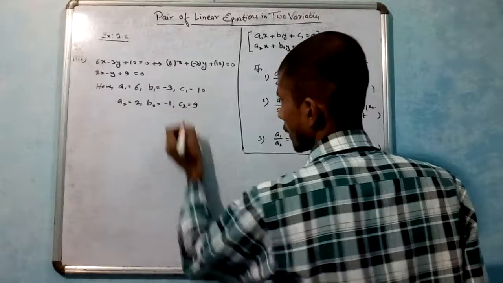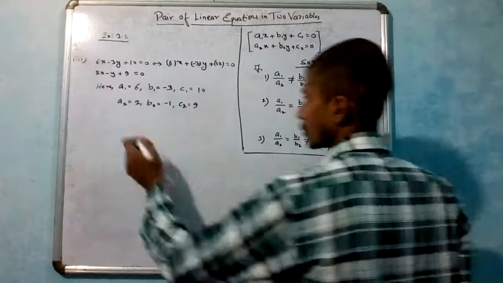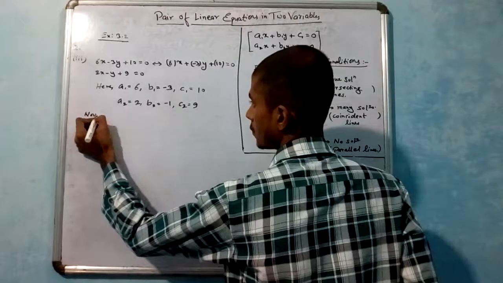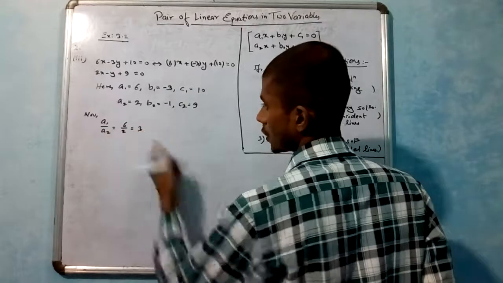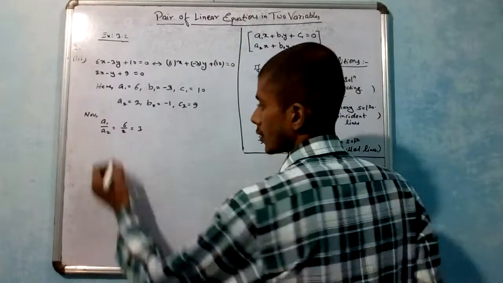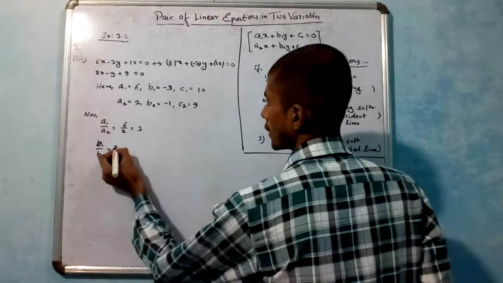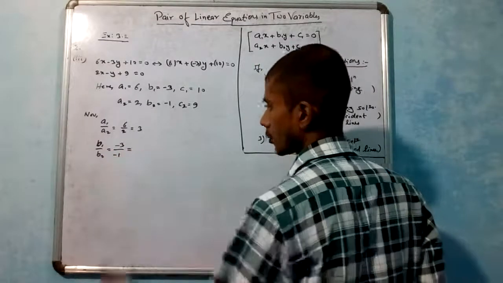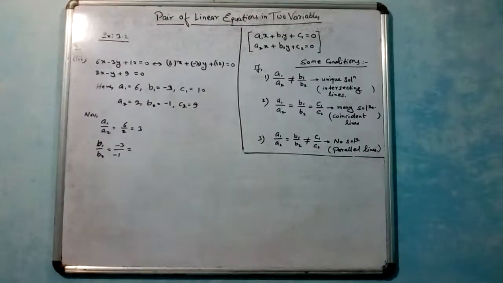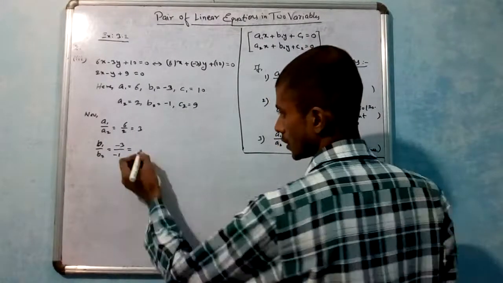Okay, so shall we find the ratio? So always we will check first these two. So we will write now A1 by A2, find it. 6 by 2, how much? 3, no? Now check B1 by B2, how much? Minus 3 by minus 1. So minus 3 by minus 1 means how much? See? Minus will cancel. Minus 3 by minus 1, how much? 3 by 1, that is 3 only.